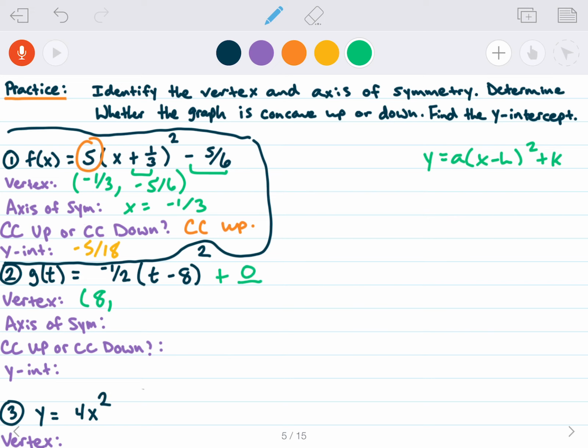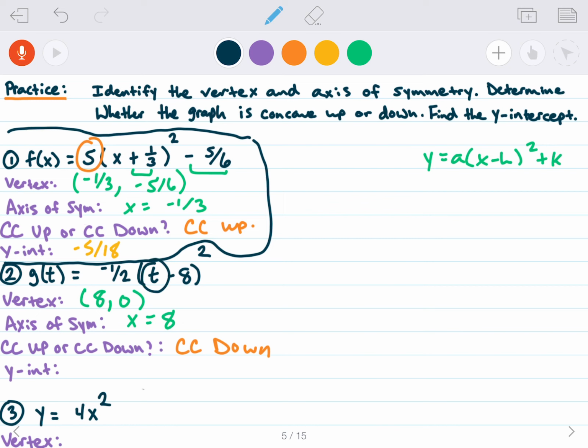It's just technically 0. Our axis of symmetry is going to be at x equals h, so this is x equals 8. Concave up or down, we can see that a is -1/2. A negative means concave down. And our y-intercept is going to be what happens when our input is 0.